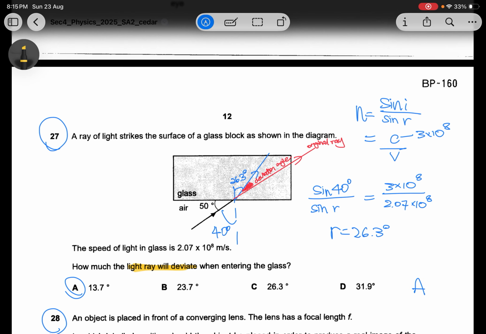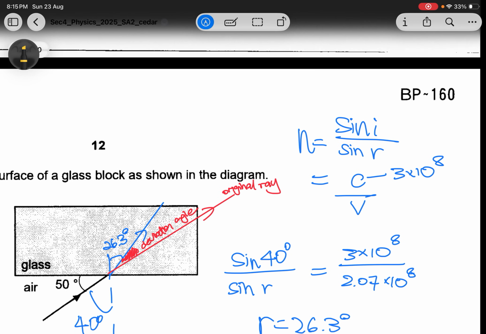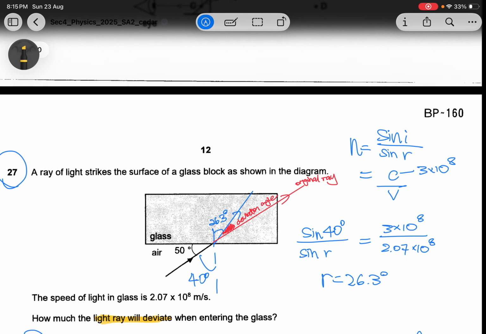Two formulas that you need to use. First formula is n equals sine i over sine r, and then equals c over v. c is the speed of light in a vacuum, and v is the speed of light in a medium. So you sub in all the values.